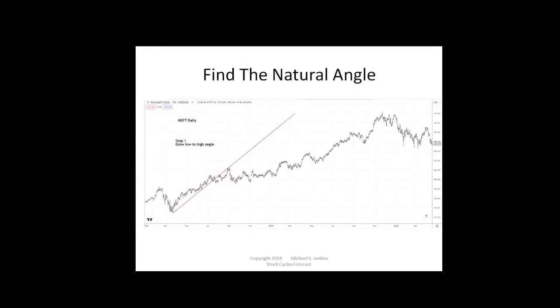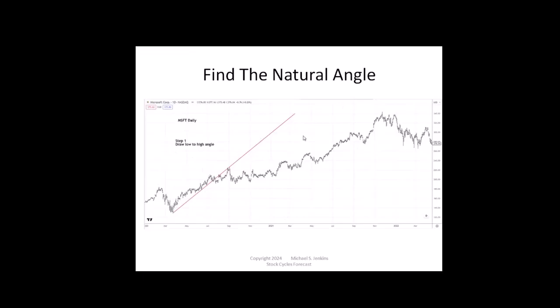Now we want to put on some angles to find time cycles in particular and look at momentum, because the momentum and the angle tells us about how long the trend is going to persist. So let's find the natural angle. Let the chart tell us. So from this low to this high, this is the angle. Doesn't matter what that slope is. It's not 45, 52, I don't care.